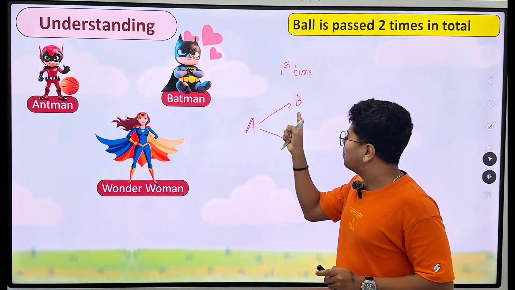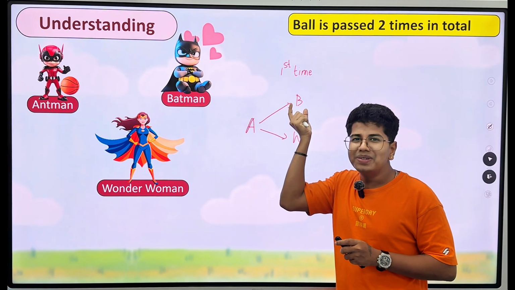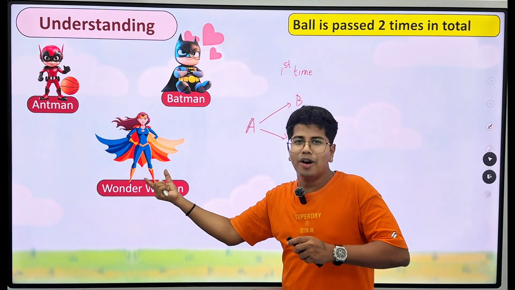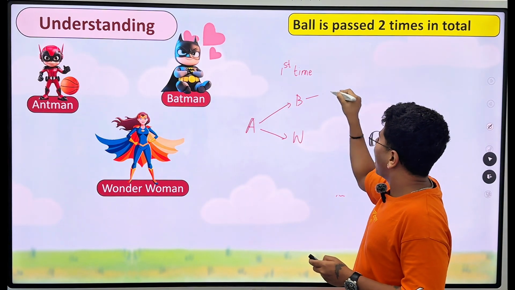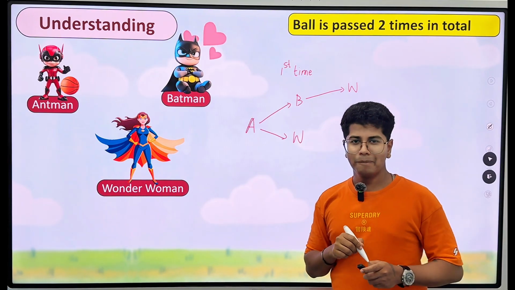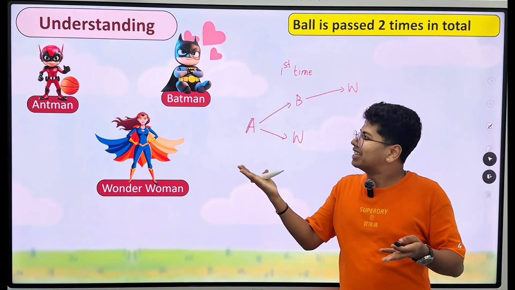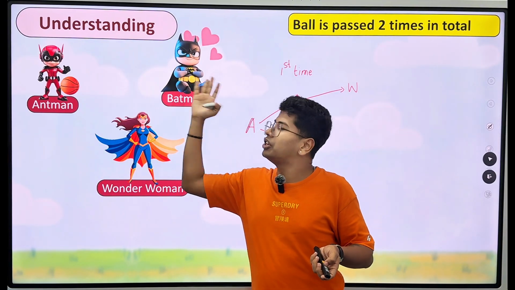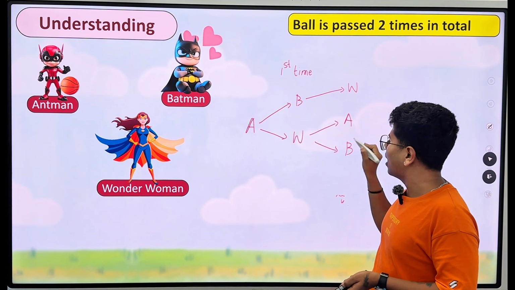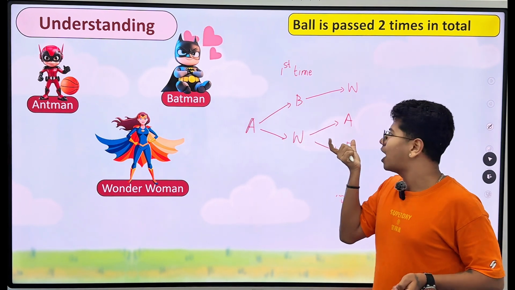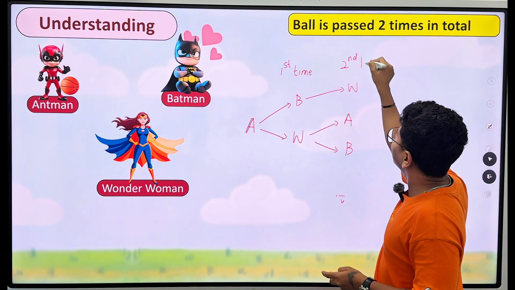So let's see. Now Batman has the ball. If Batman has the ball, who will he pass to? Since he is only friends with Wonder Woman, he will only pass to Wonder Woman, not to Ant-Man again. So here, Batman passes to Wonder Woman. And Wonder Woman can pass to who? Yes, Wonder Woman is friends with both of them, so she will pass to both Ant-Man and Batman. This is the first time pass. How about this one? Perfect, second time pass. So this is just the second time.